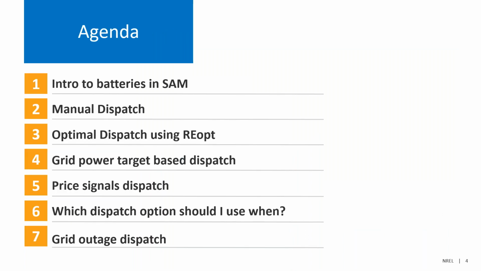So our agenda today, I'll be doing a brief intro to the battery models in SAM and then focus on answering the question under item 6, which dispatch option should I use when? So I'll do a brief overview of all the dispatch options and show some of the trade-offs. And then hopefully by the end of this webinar, you'll know how to dispatch a battery based on your utility rate, load profile, and other considerations.